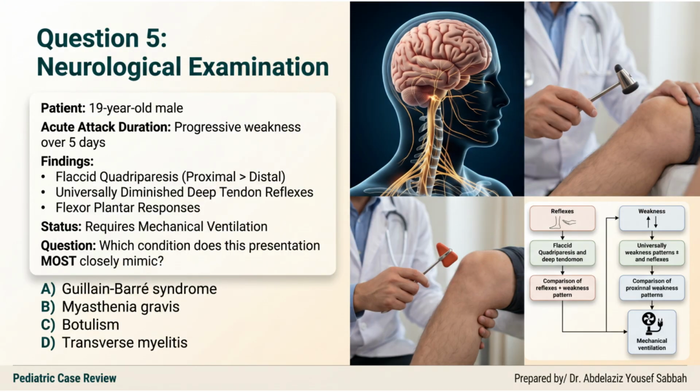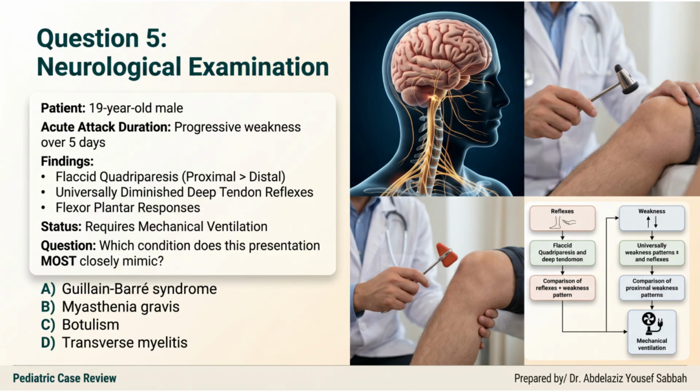Question 5. A 19-year-old male is in an acute attack with progressive weakness developing over 5 days. Examination shows a flaccid quadriparesis that is more proximal than distal, universally diminished deep tendon reflexes, and flexor plantar responses. He requires mechanical ventilation. Which condition does this presentation most closely mimic?